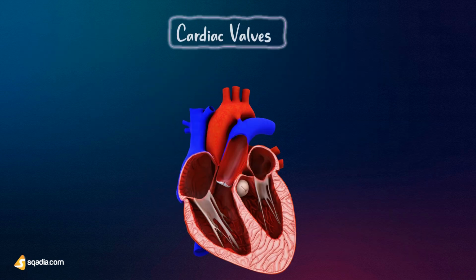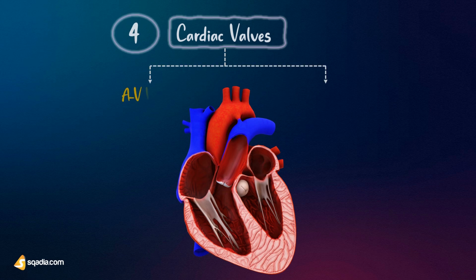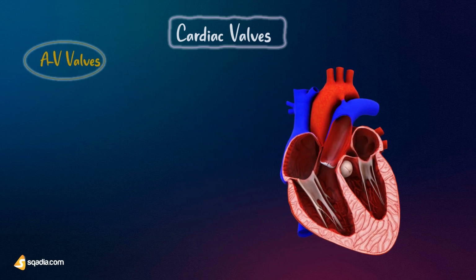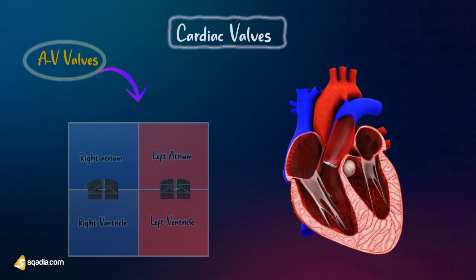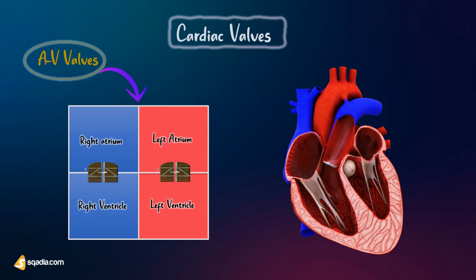The cardiac valves are 4 in number. Among them, 2 are categorized under AV valves, and 2 are semilunar valves. AV valves are atrioventricular valves, and as the name suggests, they are located between the atria and the ventricles of the heart. These AV valves prevent backflow or regurgitation of blood from the ventricles to the atria when the ventricles contract.